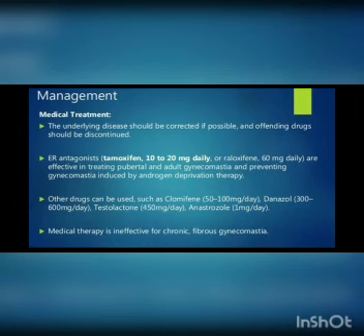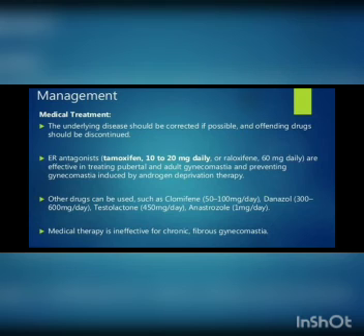Then second, ER antagonists tamoxifen or raloxifene are effective in treating pubertal and adult gynecomastia and preventing gynecomastia induced by androgen deprivation therapy. These are the medicines that should be given. Other drugs used are clomiphene, danazol, testosterone. If there is any hormonal imbalance, then we can use this kind of drugs.